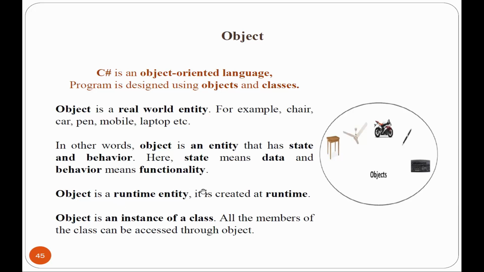Object is a runtime entity. It is created at runtime. Object is an instance of the class. All the members of the class can be accessed through the object. This is called an instance of the class because whenever your program executes, only at that time does it consume the primary memory for an instant. So that instant process is called an instance of the class.